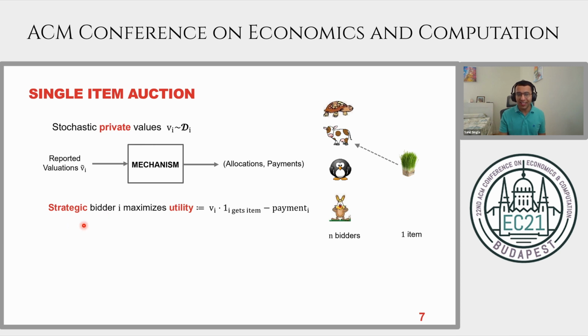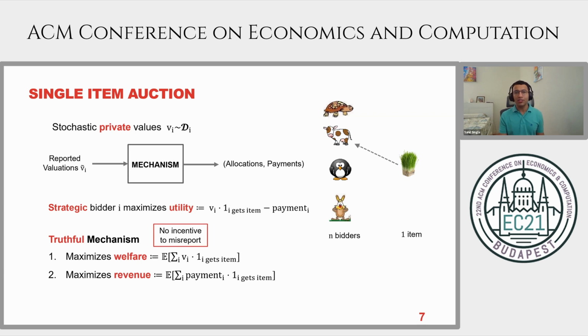All these bidders are strategic in the sense that they are trying to maximize their utility, which is their valuation minus the payment. They know the mechanism that you're running, the algorithm that you're running. Based on the knowledge of this algorithm, they're trying to come up with a bid vi tilde, which need not be vi, so as to maximize their expected utility. And what's your goal? Your goal is to come up with a truthful mechanism. What do I mean by a truthful mechanism? It's basically saying that you want to guarantee that vi tilde is equal to vi. All these bidders have no incentive to misreport. So you want to design a truthful mechanism that maybe maximizes the welfare or the revenue.